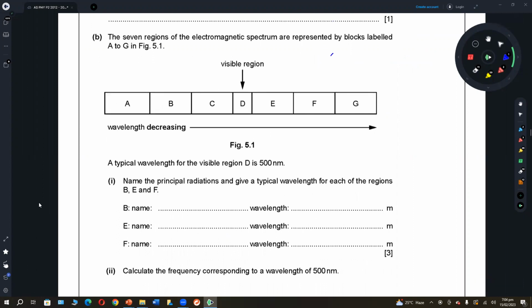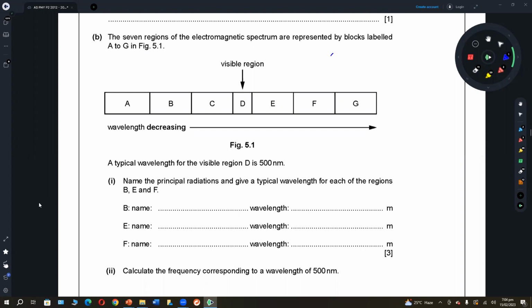The seven regions of the EM spectrum are represented by blocks labeled A to G, as shown here. A typical wavelength for the visible region is 500 nanometers. Name the principal radiations and give a typical wavelength. Remember, I had shared a table and reminded you to learn them, because it's very helpful to remember all the important frequencies or wavelengths.